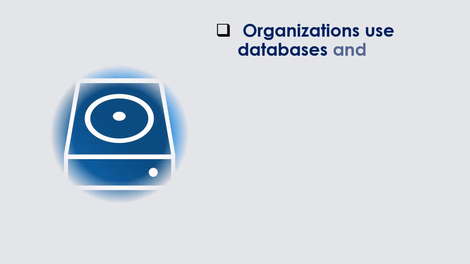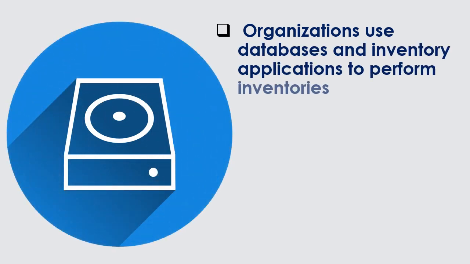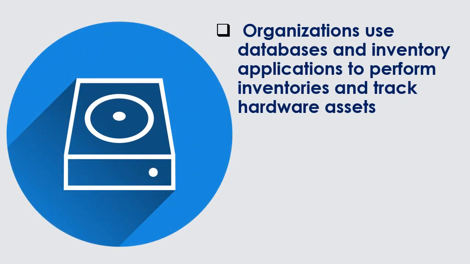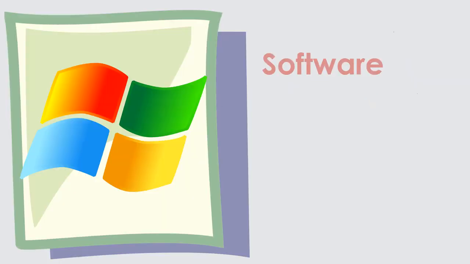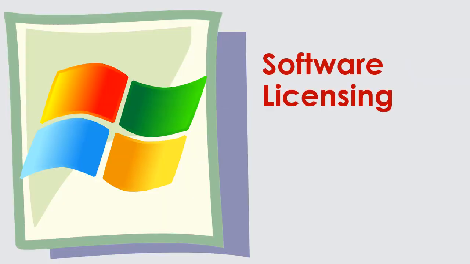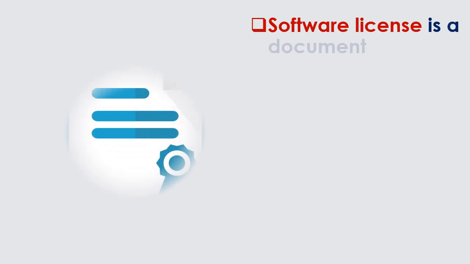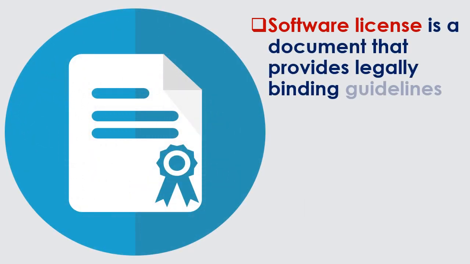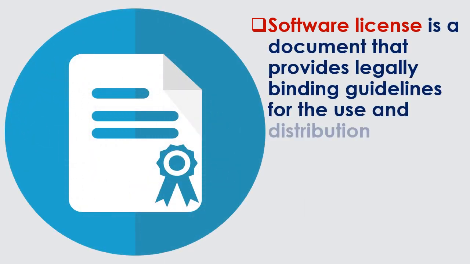Organizations use databases and inventory applications to perform inventories and track hardware assets. Software licensing: a software license is a document that provides legally binding guidelines for the use and distribution of software.